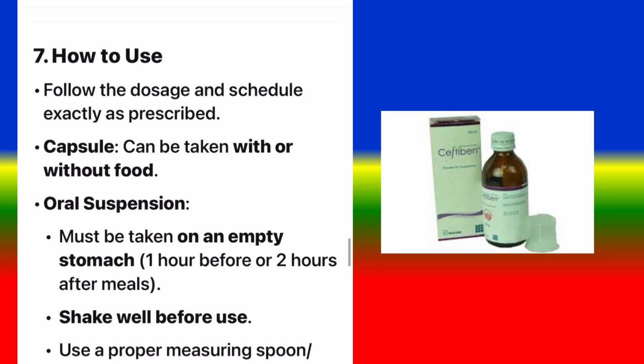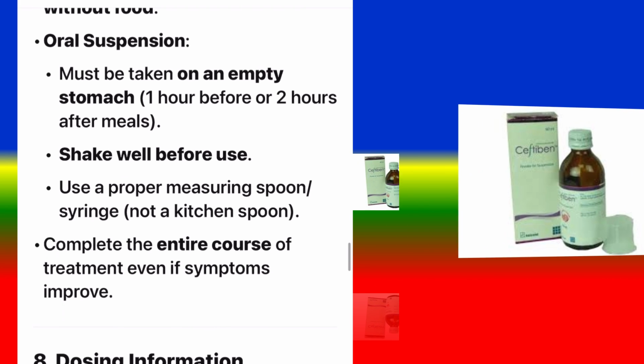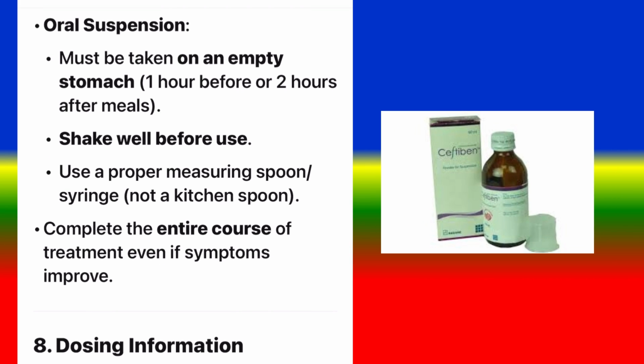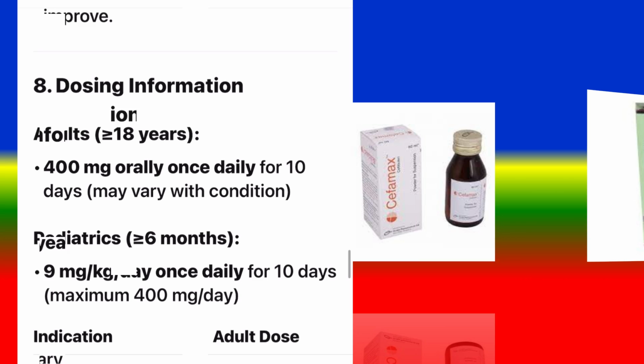7. How to use. Follow the dosage and schedule exactly as prescribed. Capsule: can be taken with or without food. Oral suspension: must be taken on an empty stomach, 1 hour before or 2 hours after meals. Shake well before use. Use a proper measuring spoon or syringe, not a kitchen spoon. Complete the entire course of treatment, even if symptoms improve.